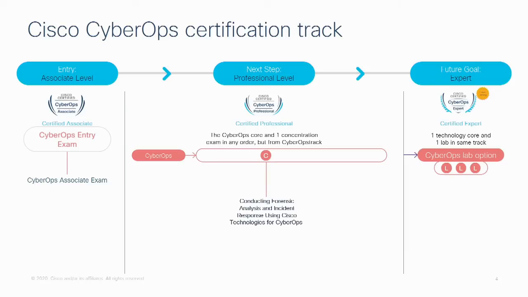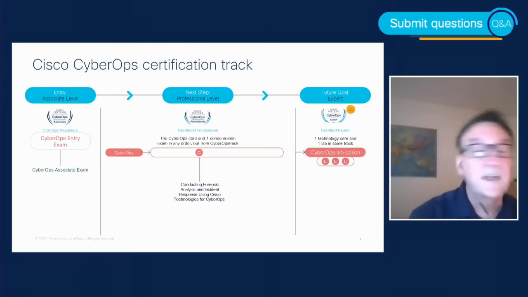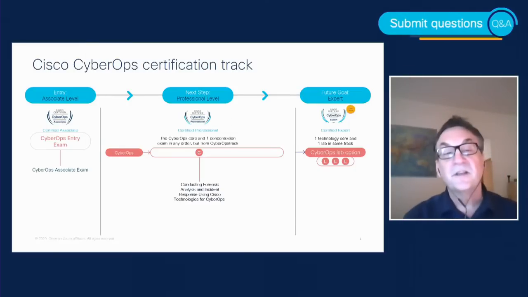Now, the CyberOps specialist and professional level tracks are scheduled to roll out in November, and you can find more information about them on cisco.com or on the Cisco Learning Network. Cisco Certified CyberOps Expert is still a ways out in the future, so we won't go too far into it today. And again, the focus here is on the associate level certification.